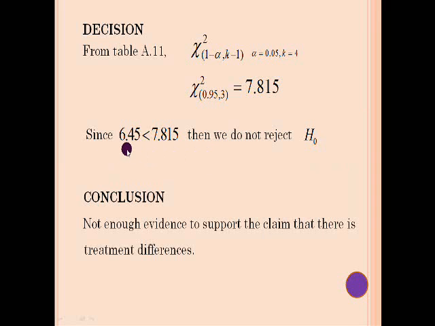So since 6.45 is less than 7.815, then we do not reject the H null. So in conclusion, there is not enough evidence to support the claim that there is treatment differences.